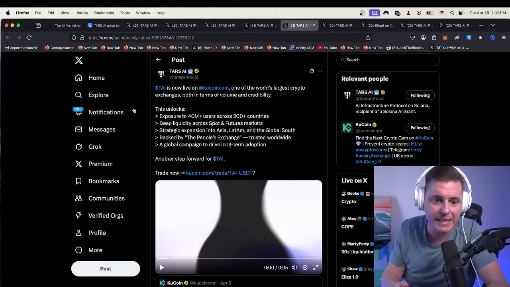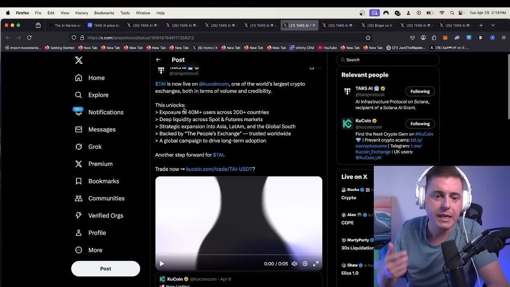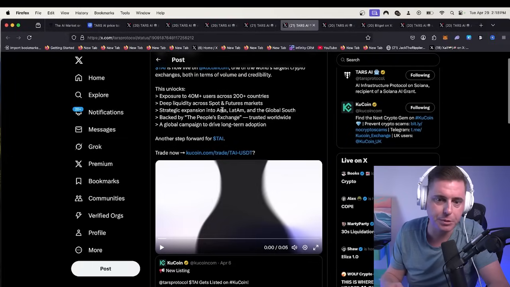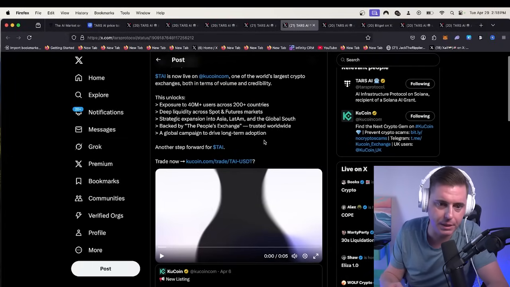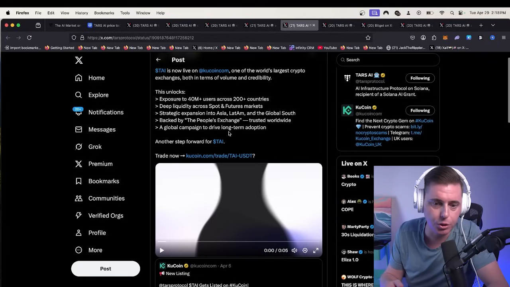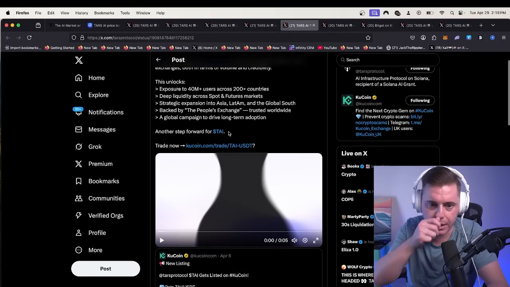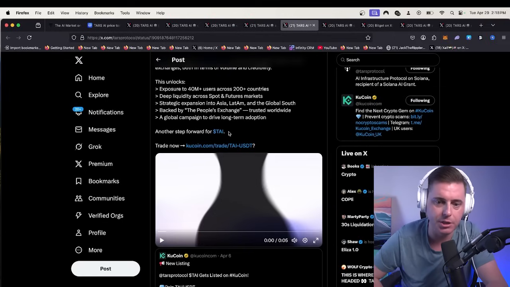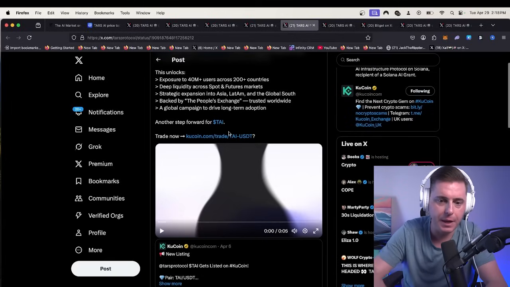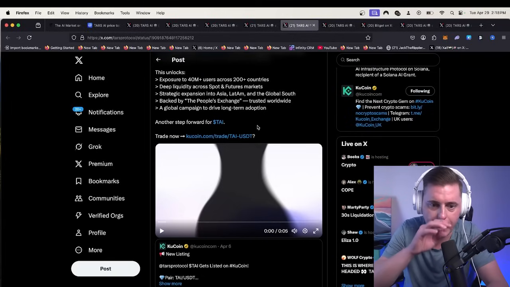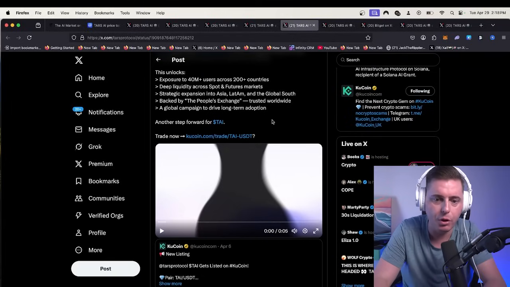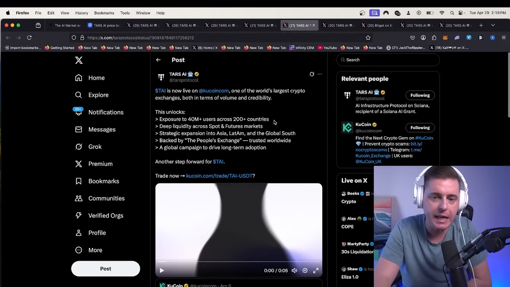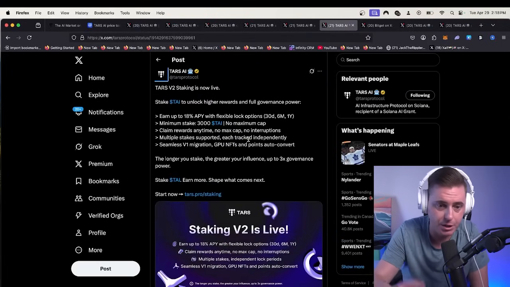It also says TAI, which is the ticker for the token, is now live on KuCoin, one of the world's largest crypto exchanges, both in terms of volume and credibility. This unlocks exposure to 40 million users across 200 countries, deep liquidity across spot and futures markets, and strategic expansion into Asia, LATAM, and the Global South, backed by the People's Exchange, trusted worldwide, with a global campaign to drive long-term adoption. This is another big step for TARS adoption, of course.